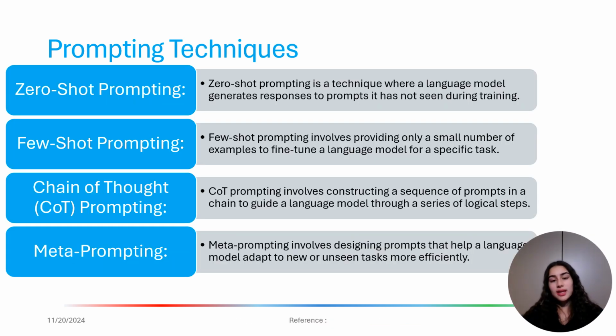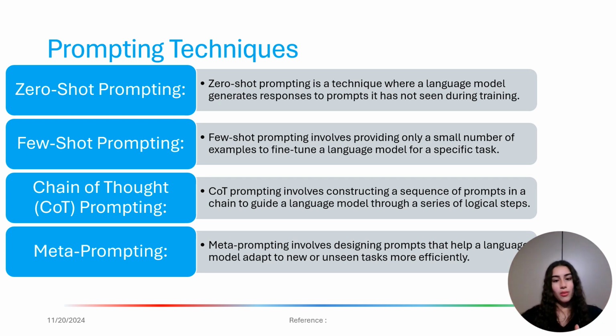One of the things that I personally find amusing are prompting techniques. For example, there's zero-shot prompting, which is where a language model generates responses to prompts that it hasn't really seen during its training. Then there's few-shot prompting, and in few-shot prompting you provide a small number of examples to fine-tune a language model for a specific task. Then there's chain of thought prompting, which is a little more complex, and it involves constructing a sequence of prompts in a chain to guide a language model through a series of logical steps.